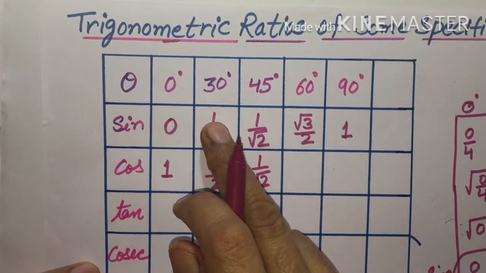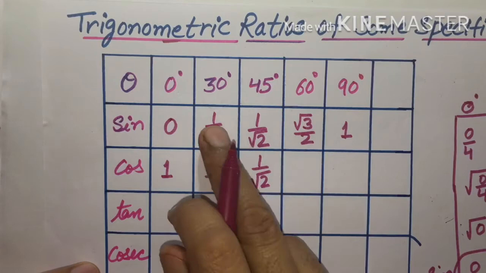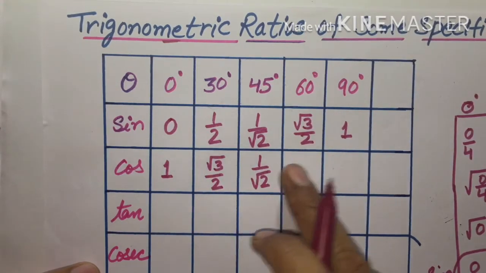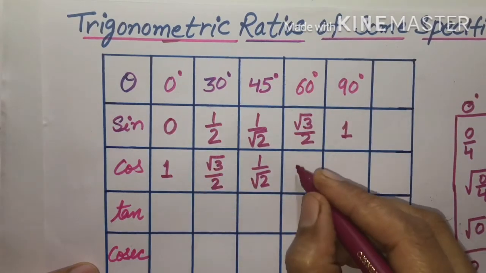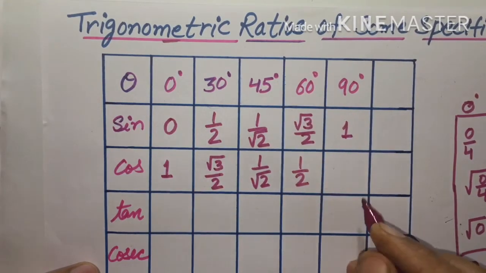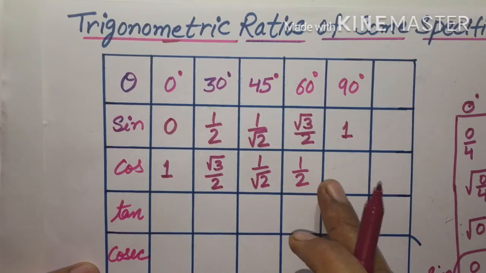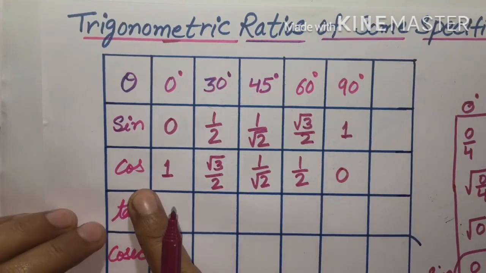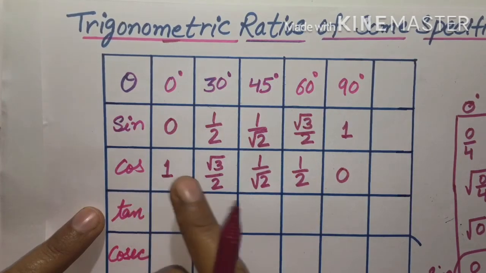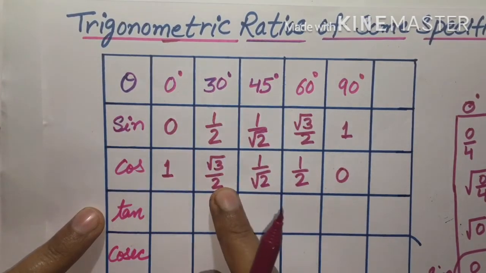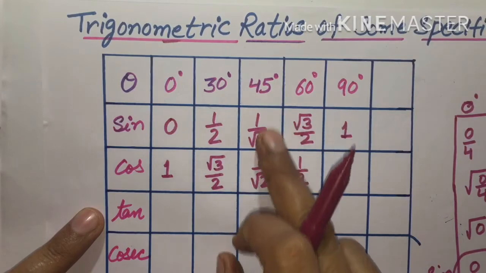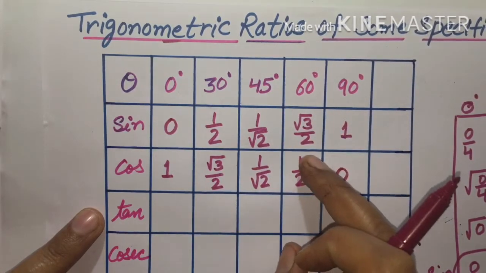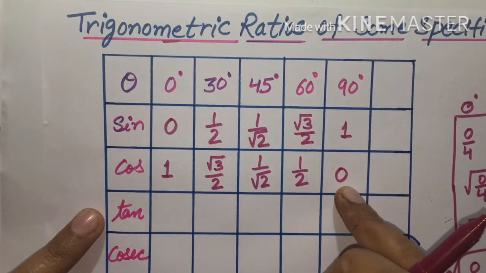Then this value will come here. So 1 upon 2 will be in this column, cos 60. And this 0 will come under the 90 degree column. So the values of cos are: 0 degree 1, 30 degree root 3 upon 2, 45 degree, this is the same for both sine and cos, 60 degree 1 upon 2, and 90 degree 0.